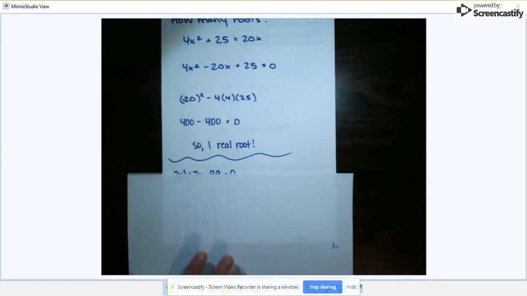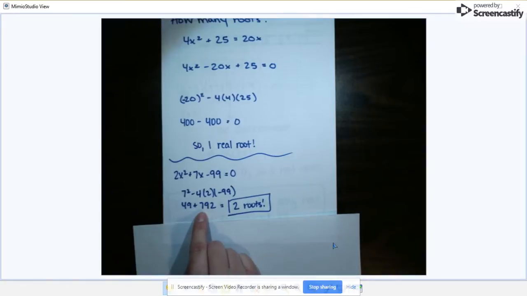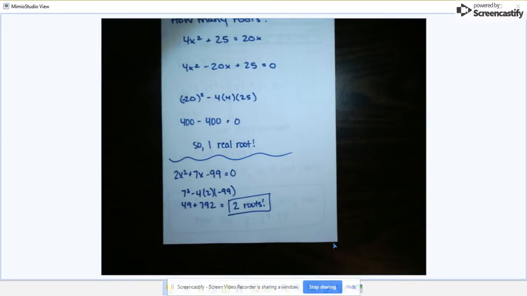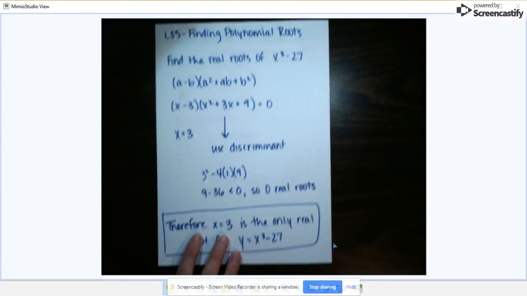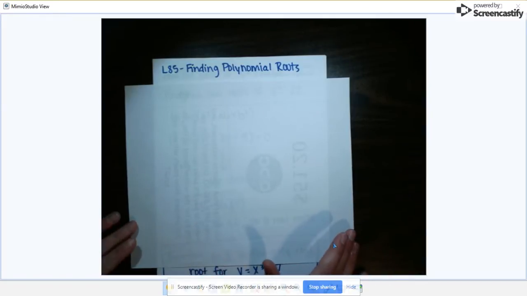Okay. Here's another one. Plug it into your discriminant, b squared minus 4ac. You get 49 plus 792. I'm not really worried about what that equals, but I know that it's a positive number, right? 49 plus 792 is definitely greater than 0, so we know we have 2 roots for this quadratic. So we're going to use that discriminant as a cheat or a helpful hint to help us find more polynomial roots. So we're going to now solve equations of higher degrees.